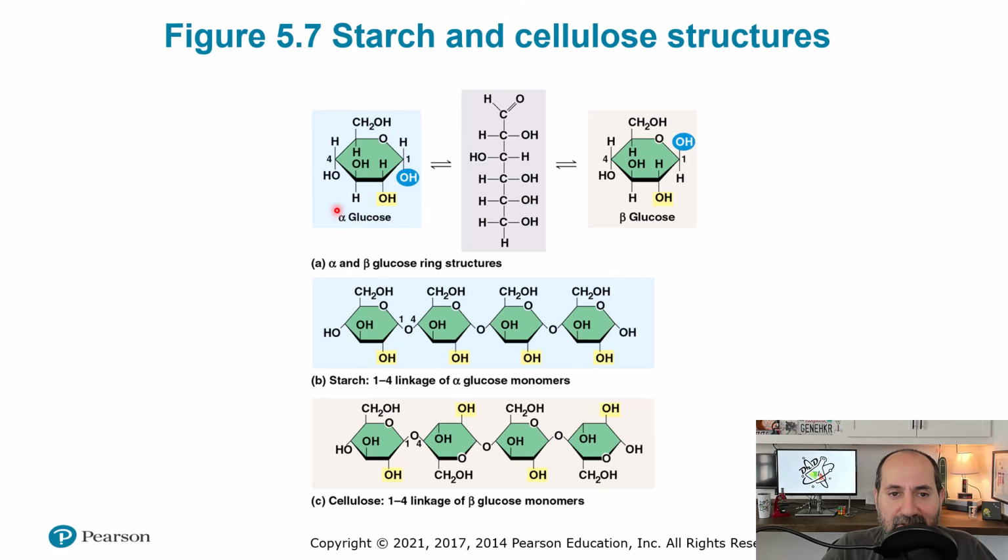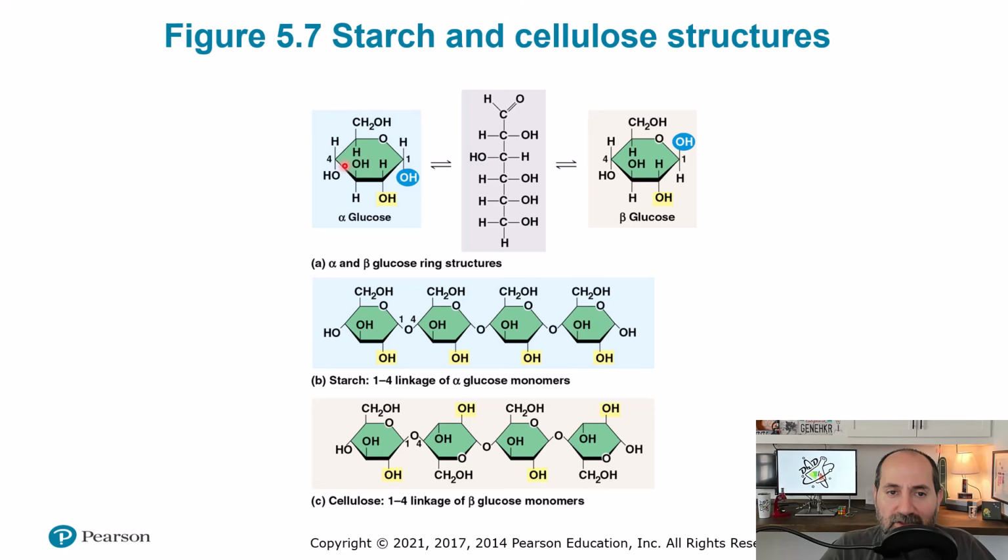Here on the left, this is alpha glucose, but you could see the hydroxyls are in the cis orientation, while here in beta glucose, this is a different isomer of glucose with the hydroxyl groups in trans orientation. It's the alpha glucose that's used to make starch and glycogen for energy storage, while it's the beta glucose that's used to make cellulose for cell wall structural reasons.